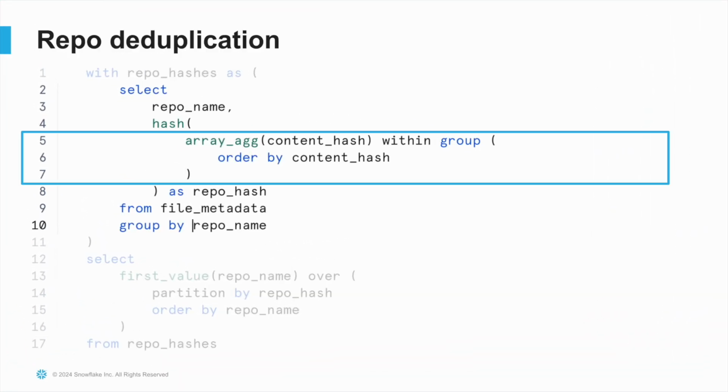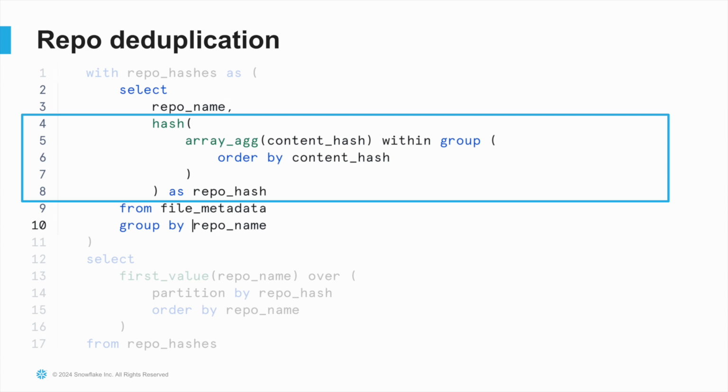So how we do this is we use the array_agg window function. We just aggregate all of the content hashes of all of the files in the repository. The one difference of that simple aggregation is that we order by the content hashes themselves. This gives us a total ordering over all content hashes in our array.